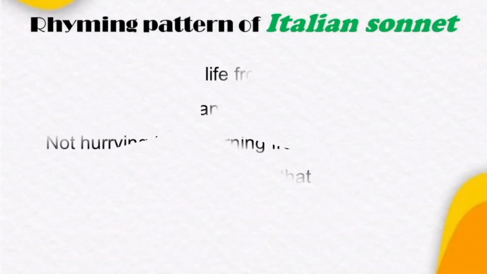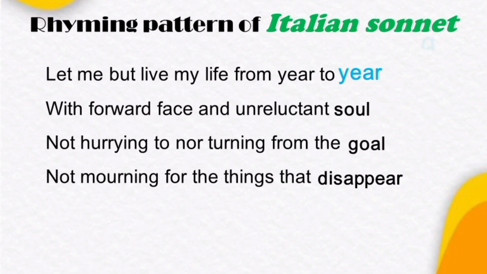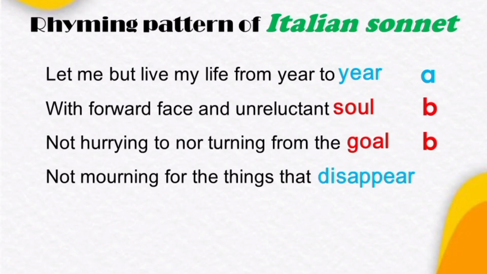To know the rhyming pattern, we should consider the ending word of every line. The ending word of the first line is year, so let's name it A. Second line, soul. It doesn't rhyme with year, so let's name it B. Third line, gold. Gold rhymes with soul, so let's name it B. And the fourth line, disappear, rhymes with year, so we can name it A. The rhyming pattern is ABBA. The first quatrain satisfies the condition.